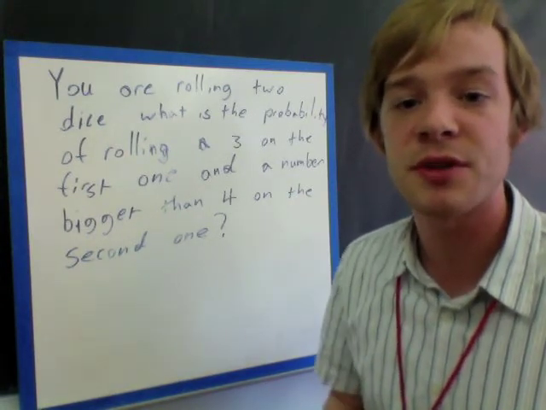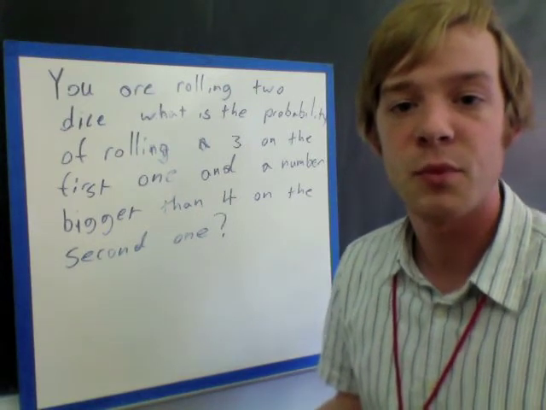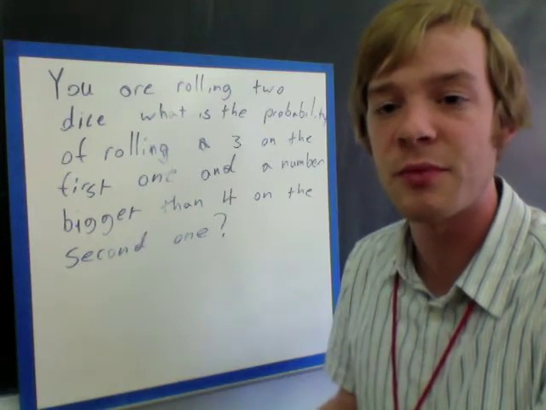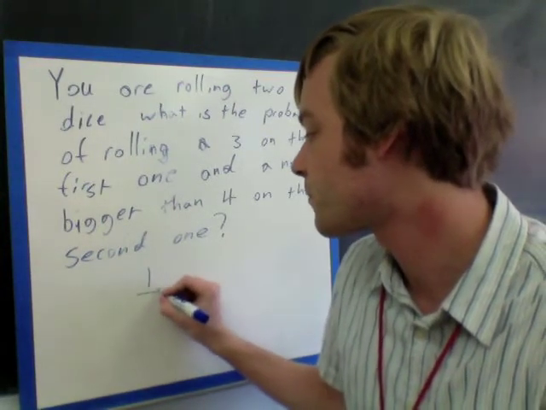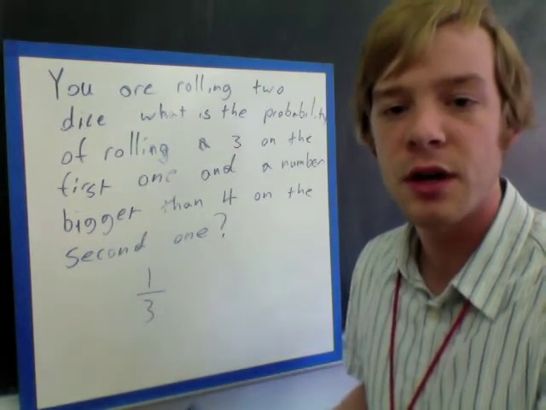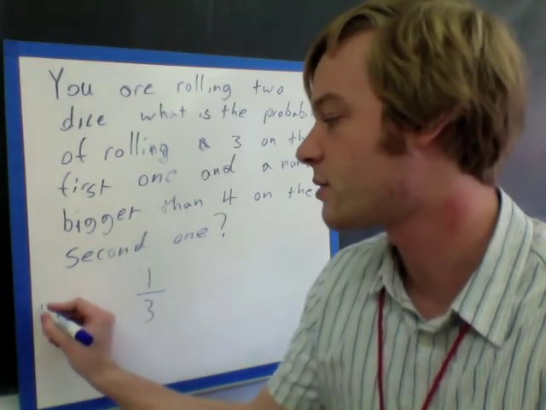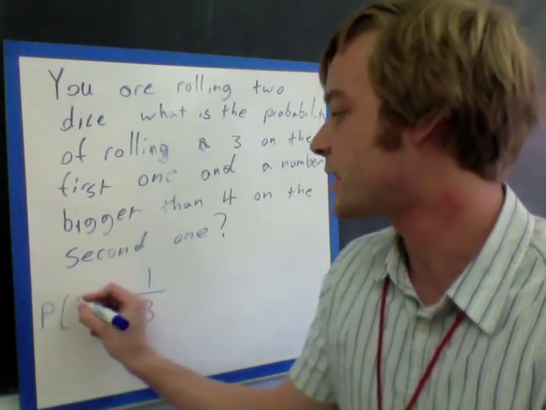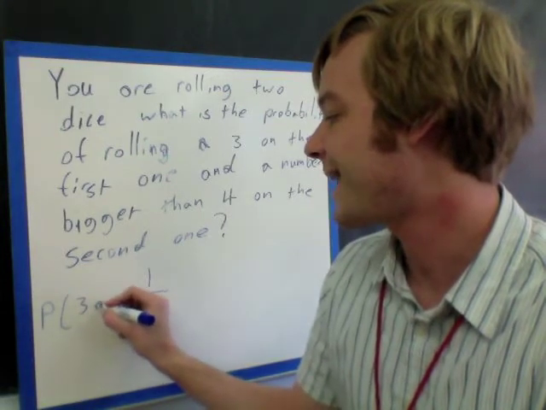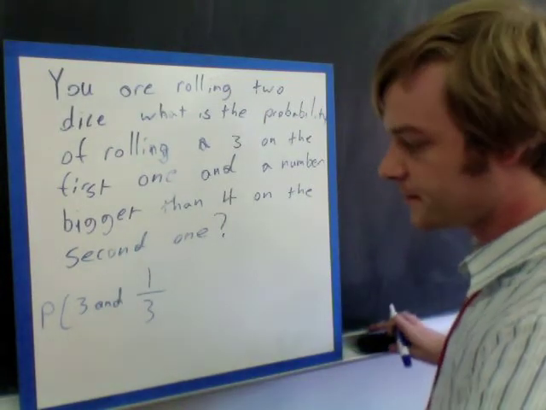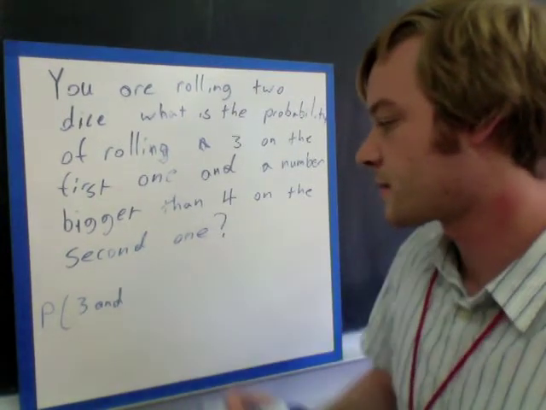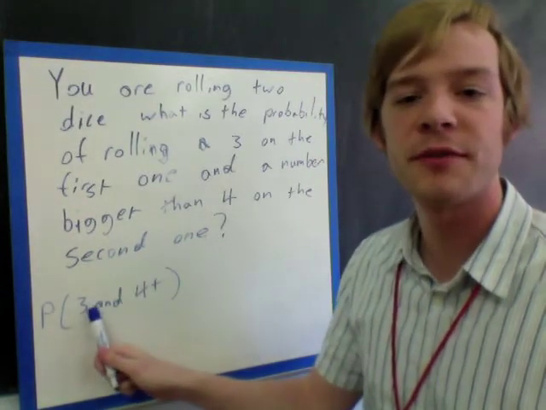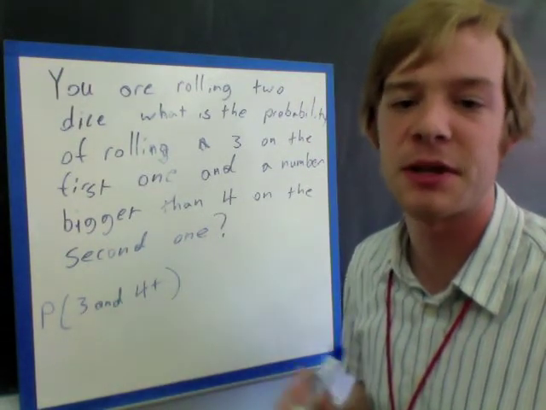How many number 3s are there on one die? Well, there's only one number 3, and there's 6 total sides, so that would be a probability of 1 out of 6. This is the first roll here, and let's write out our probability statement. So this is the probability of 3 and 4 or bigger. So probability of 3 and 4 or bigger. That's what the plus stands for here.